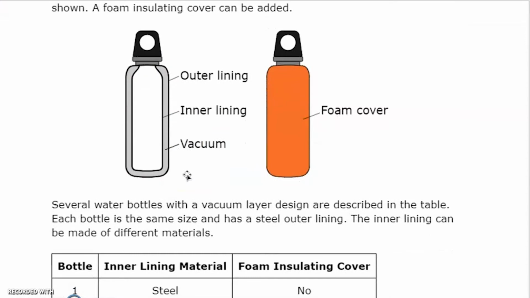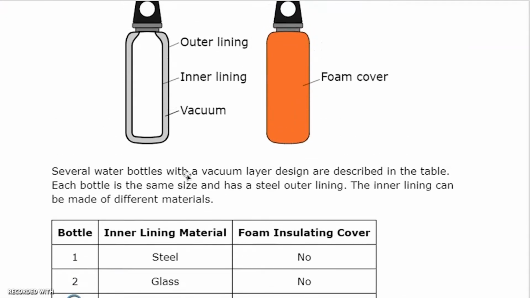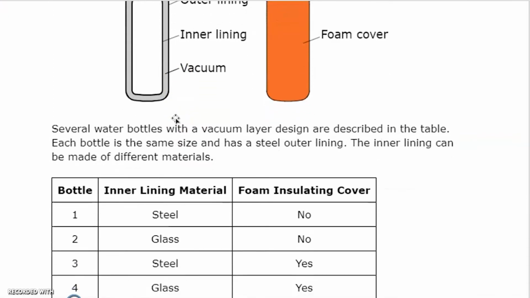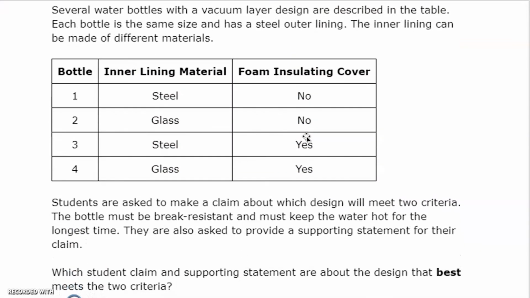Several water bottles with a vacuum layer design are described in this table. Each bottle is the same size and has a steel outer lining. The inner lining can be made of different materials. So we're going to look at some different designs of these water bottles. So here we have the bottles. We're looking at 4 of them. Here we have the inner lining material and if it has the foam insulating cover or not.